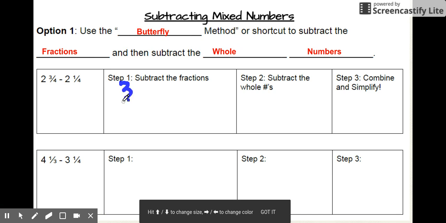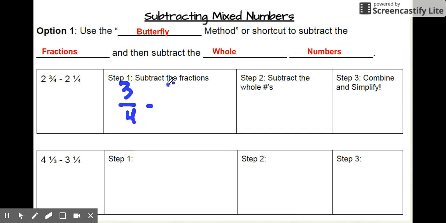Step 1 is to subtract the fractions. So 2 3/4 minus 1/4. And these already have the same denominator. So when fractions have the same denominator, you don't need to use a shortcut or anything because the work's already done for you. You can just subtract straight across and you get 2/4. And if you simplify 2/4, you get 1/2. So go ahead and simplify it and you get 1/2.